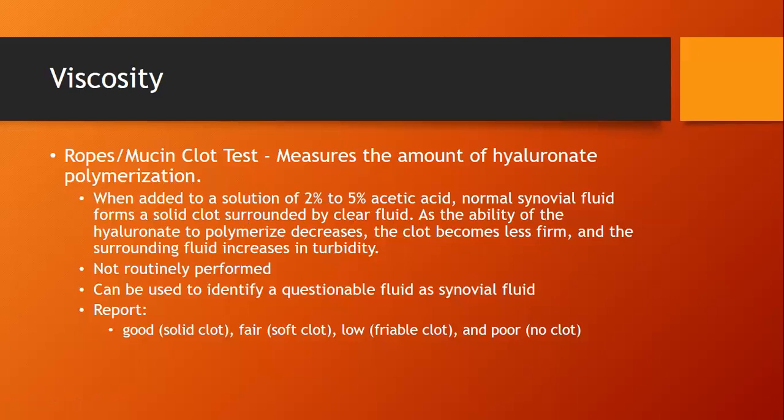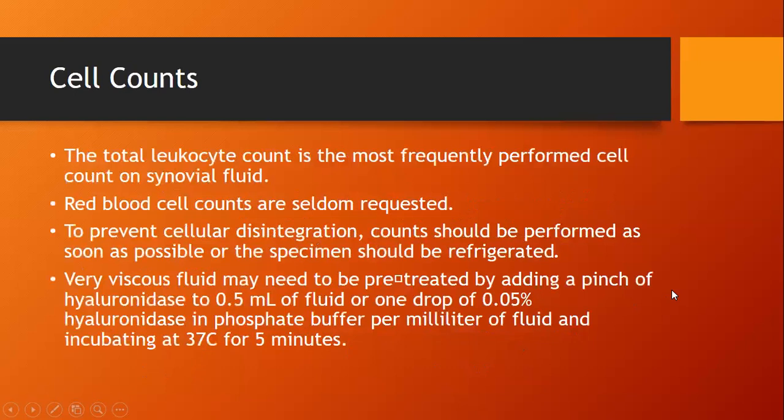As the ability of the hyaluronate to polymerize decreases, the clot becomes less firm and the surrounding fluid increases in turbidity. This is usually found in disease states, and this is, however, not routinely performed. But this is a good test to determine if the fluid is actually synovial fluid. This is how we report the test: as good, fair, low, and poor, depending on the quality of the clot.